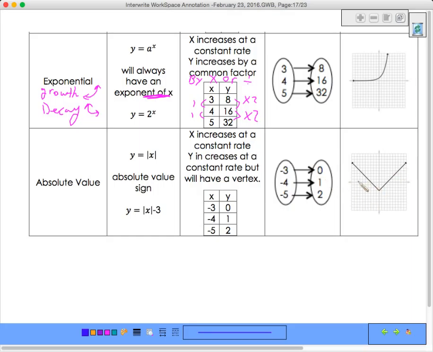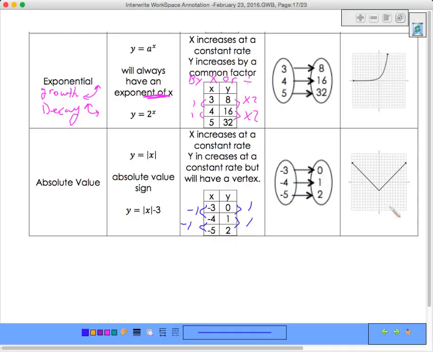Remember, it always looks like a V. Okay, it always makes that V shape. It always has these bars. If you don't have the absolute value bars, it's not absolute value. And as x increases at a constant rate, y increases at a constant rate, but we'll have a vertex. So this does go down 1, down 1. This is going up 1, but if you were to graph the whole thing, it should have a point. If it doesn't have a point, then it's not absolute value. It has to make that V shape.